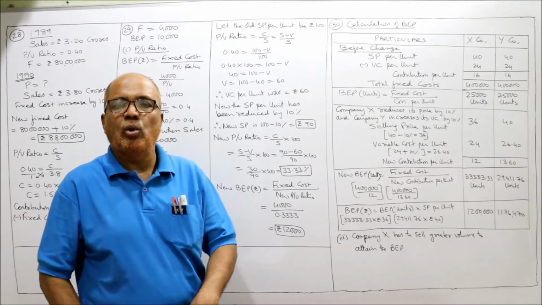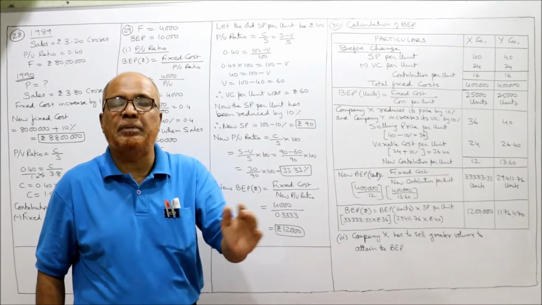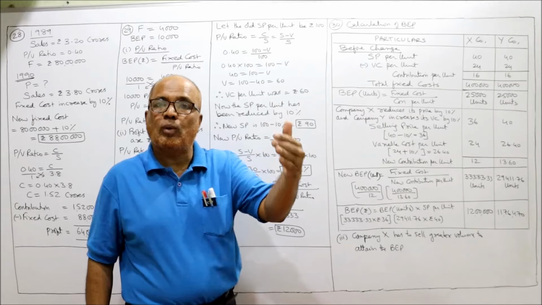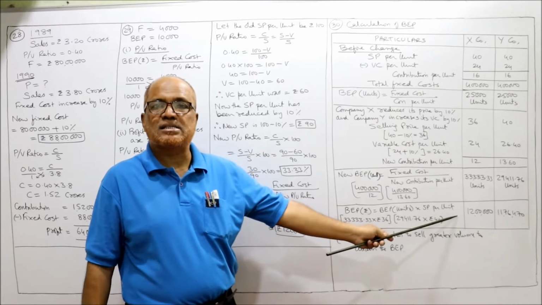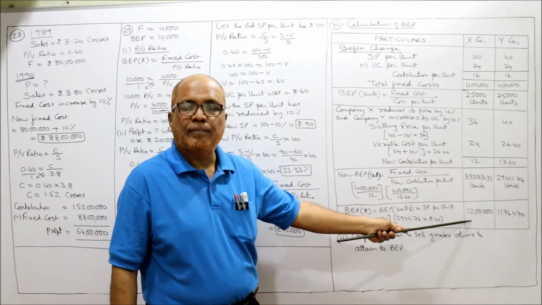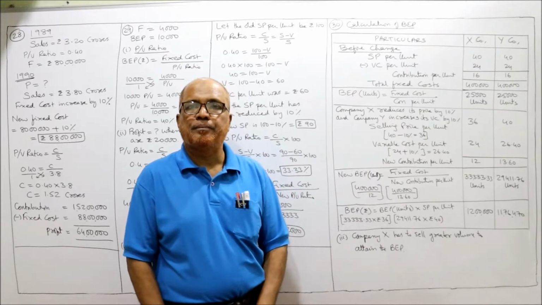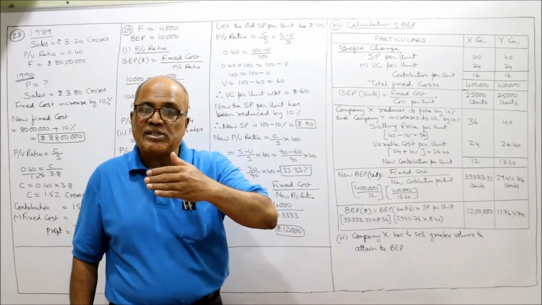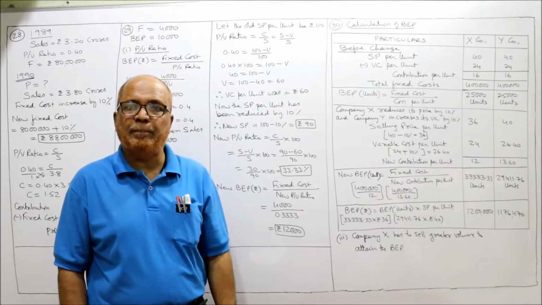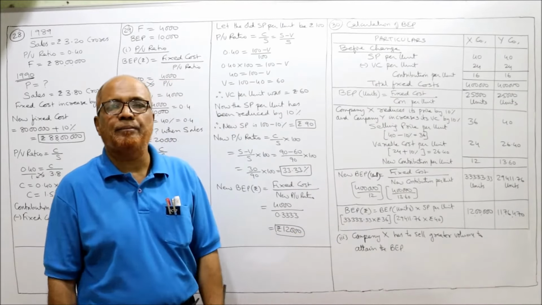Last question it is asking you, which company has to sell greater volume to attain BEP? Company X. Because company X will attain BEP at 12 lakh, whereas company Y will attain BEP at 11,76,000 only. So company X has to sell greater volume, more units it has to sell to attain the BEP. That's all.